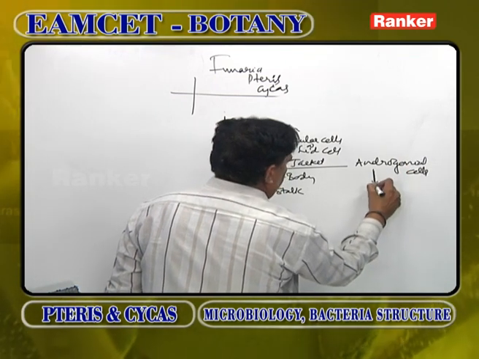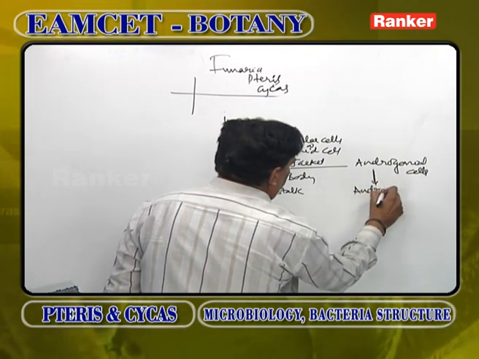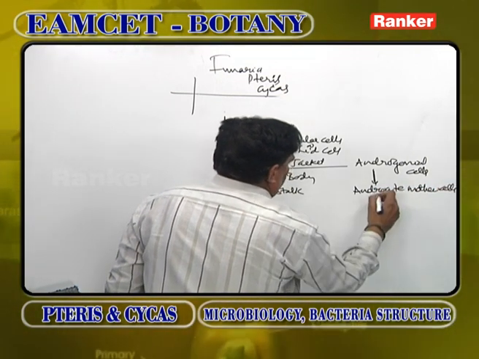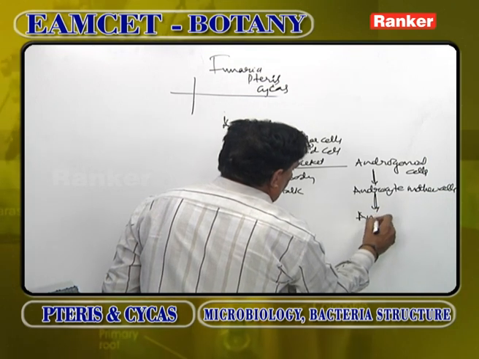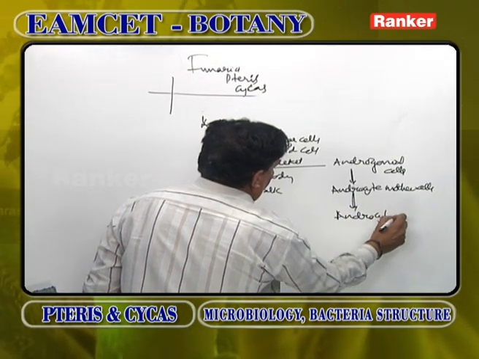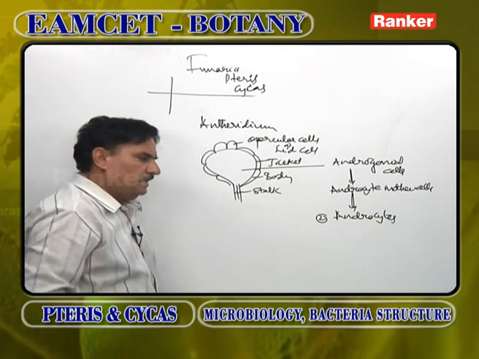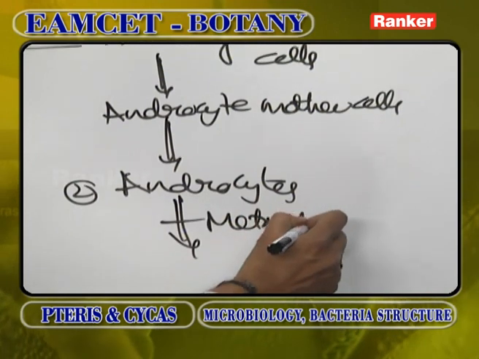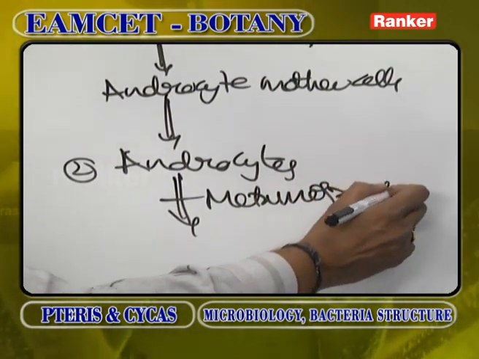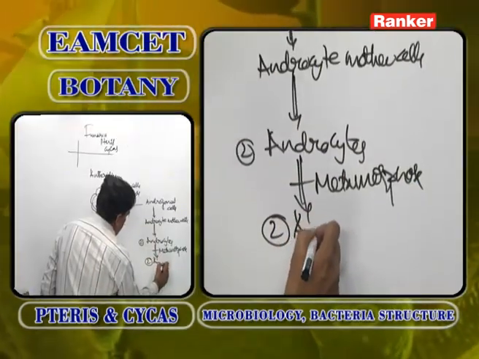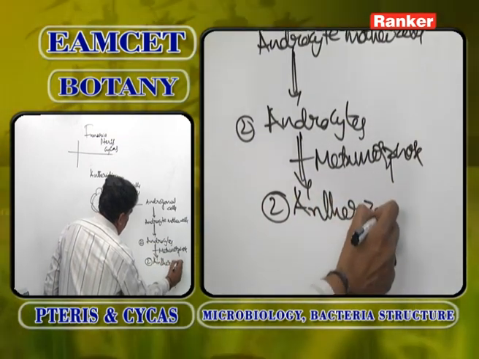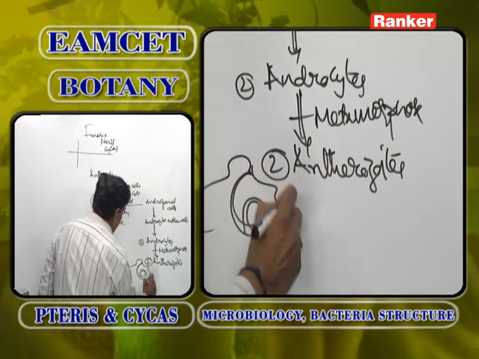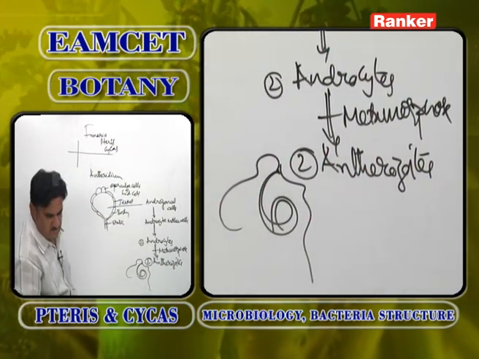These androgonial cells divide and produce androcyte mother cells. Androcyte mother cells divide and produce androcytes. Every androcyte mother cell produces 2 androcytes. These androcytes do not divide, they just metamorphose to form 2 sickle-shaped biflagellate motile antherozoids.